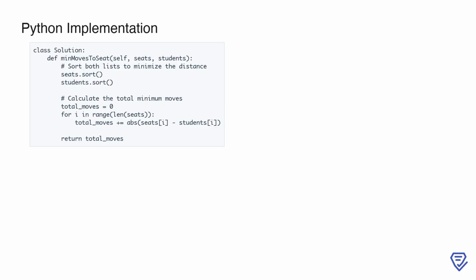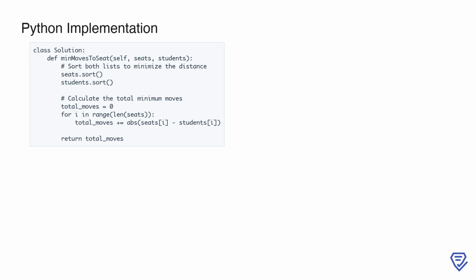Sorting has a time complexity of O(n log n), where n is the length of the input lists. Next, we initialize a variable total_moves to 0. This variable will store the cumulative distance as we iterate through the lists. Using a simple for loop, we calculate the absolute difference between each corresponding pair of sorted seats and students. This absolute difference represents the number of moves required for a student to occupy a seat. We add this difference to total_moves in each iteration. Finally, the function returns the value of total_moves, which represents the minimum number of moves required to seat all students.